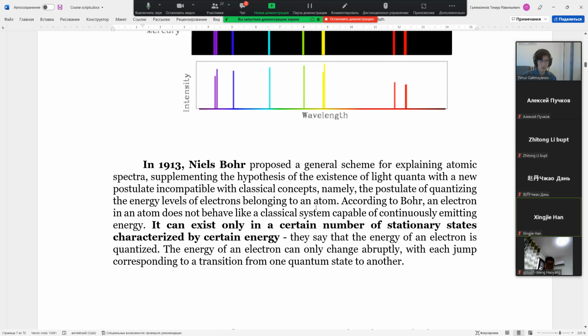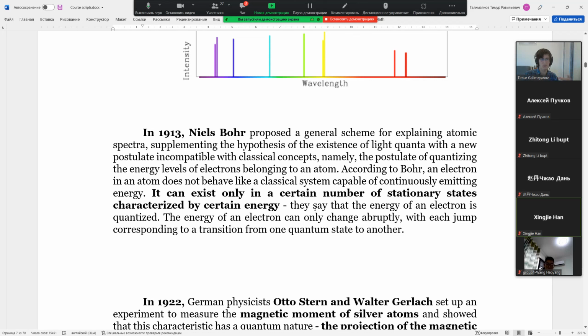And in 1930, Niels Bohr proposed a general scheme explaining atomic spectra, but it was not a theory. He just combined the known facts. This was a phenomenological theory. He didn't understand the basic reason why, but he built a model which described the atomic spectra, and he postulated that the electrons in atoms can exist only in a certain number of stationary states, characterized by certain energy.